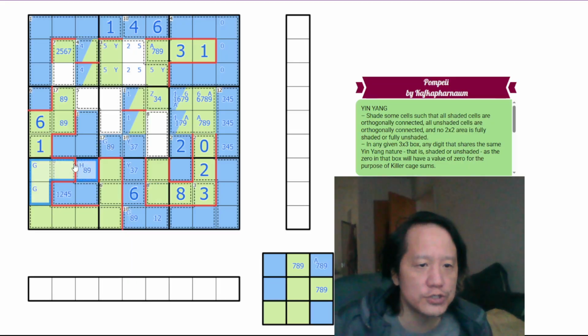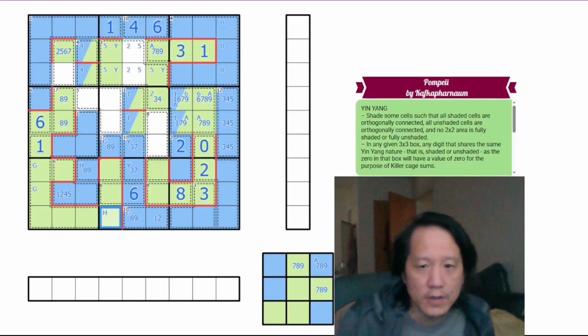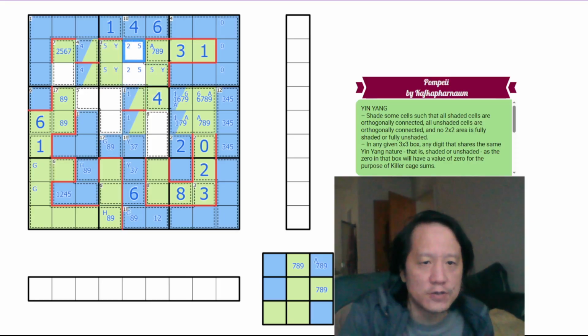Where is H in this cage here? Can't be here. Can't be any of these, so this must be H here. So this is H and is 8 or 9. So we have an 8, 9, 8, 9 pair here. This is 3, 7. So this is matching here. So this is a 4 because 3 is here.